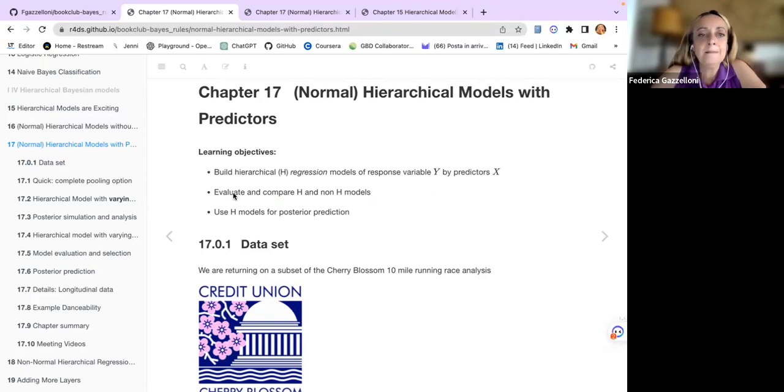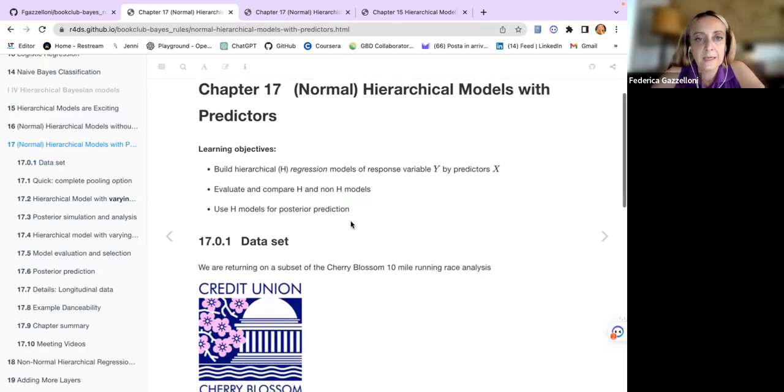So the learning objectives for this chapter are: build a hierarchical regression model of response variable Y by predictors this time, then evaluate and compare hierarchical and non-hierarchical models, and then use the hierarchical model for posterior prediction.